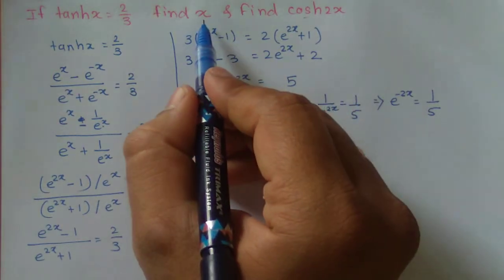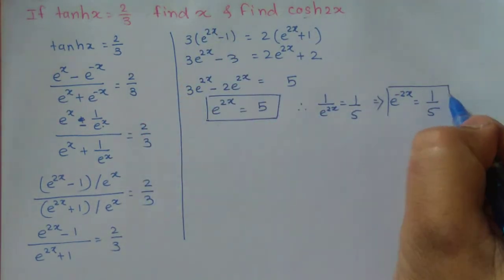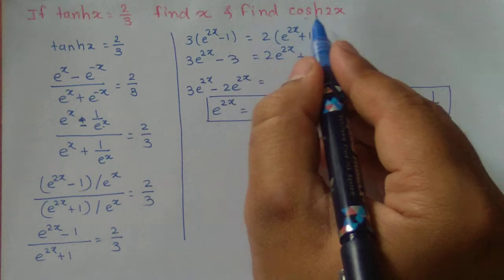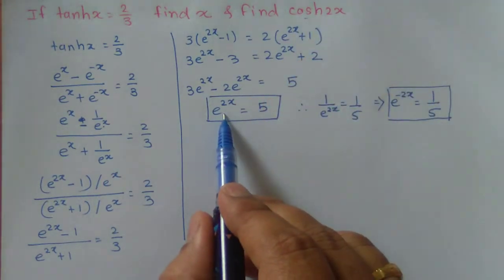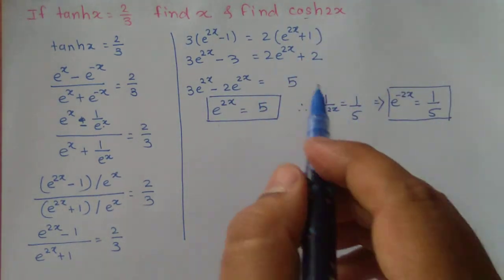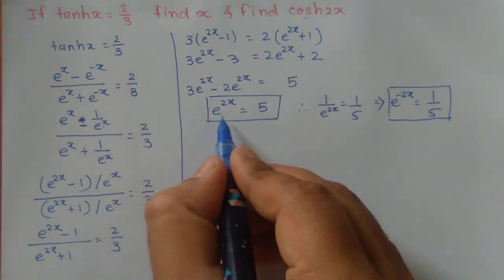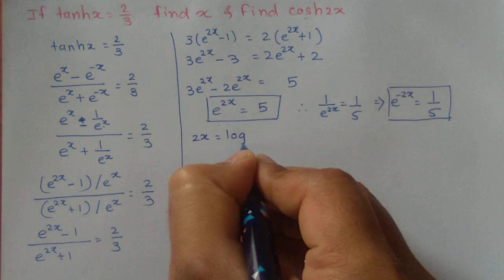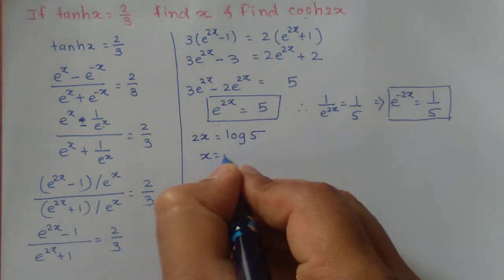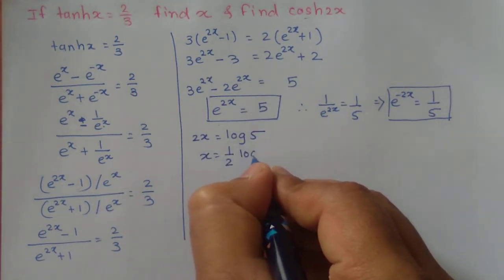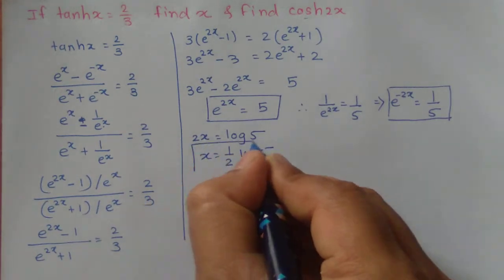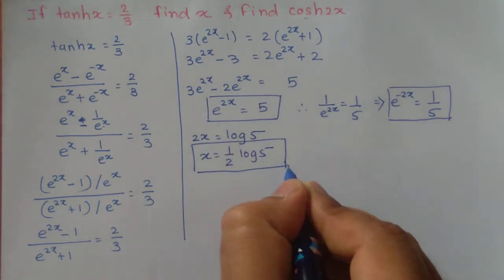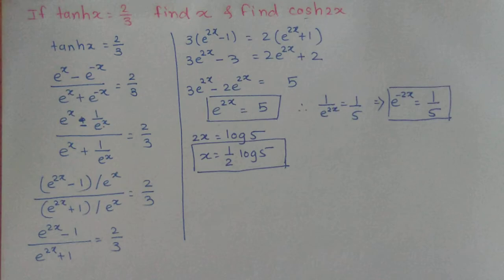Now it is required to calculate x as well as hyperbolic cos 2x. I have just got the values of e raised to 2x and e raised to minus 2x. Now what about x and hyperbolic cos 2x? From this one can write 2x is equal to log 5. Therefore x is equal to 1 by 2 log 5. So this is the value of x which is required in the given question.